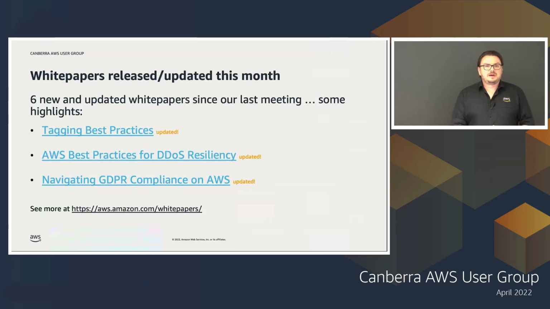All right, so in terms of white papers this month, there's been a handful that have been updated. Three that were worth calling out, I thought, were updates. So we've got the tagging best practices white paper has been updated. The AWS best practices for DDoS resiliency. That one's a really good read if you're interested in how to protect public-facing websites against DDoS attacks.